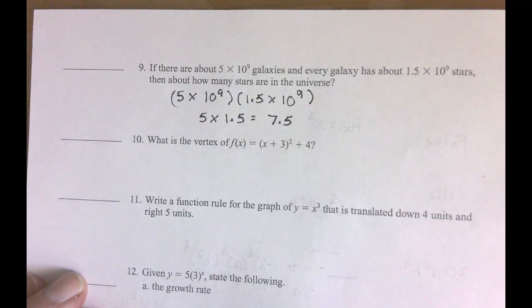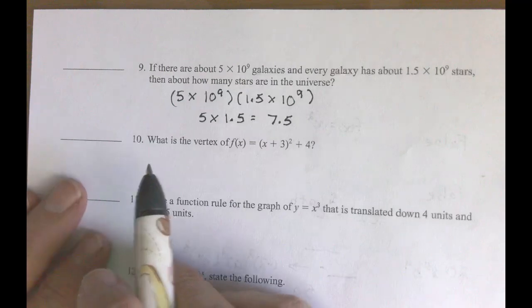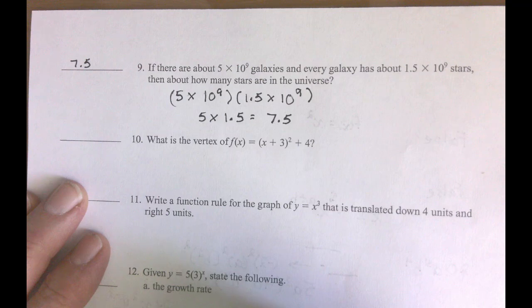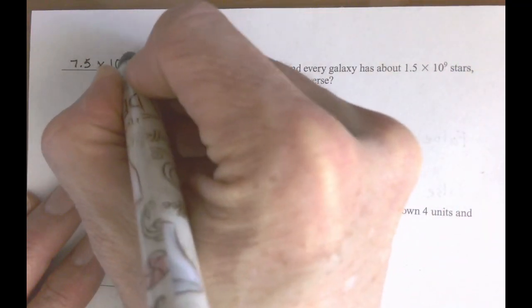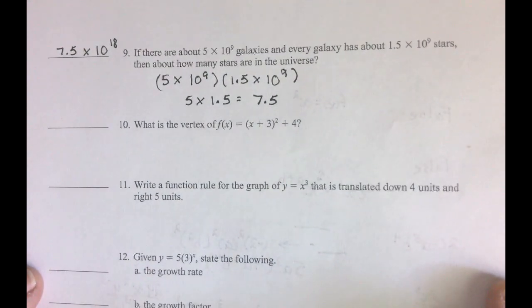All right, well, what's 10 to the 9th times 10 to the 9th? It's 10 to the 18th, so this is just going to be 7.5 times 10 to the 18th power. There's the answer for number 9.